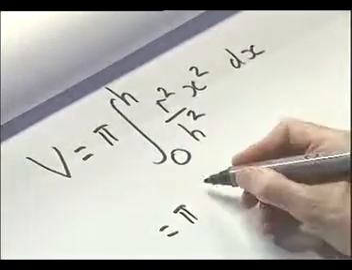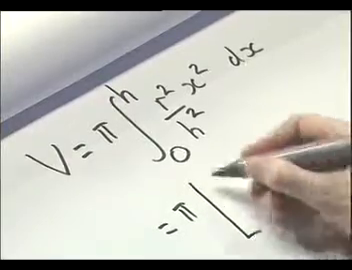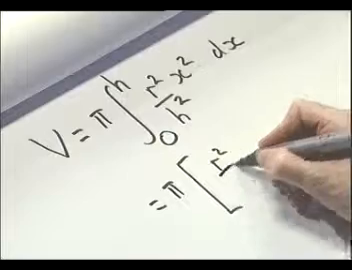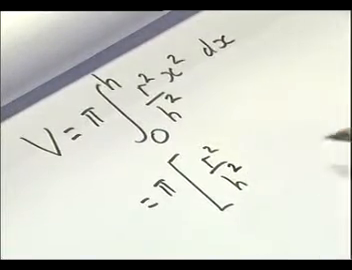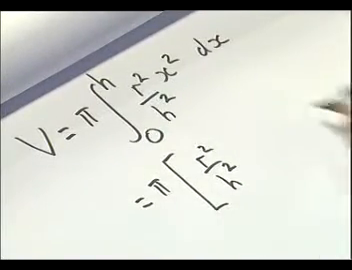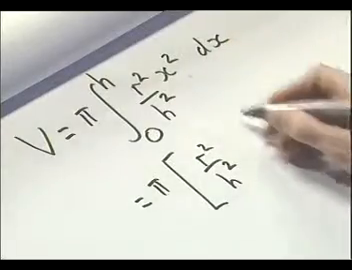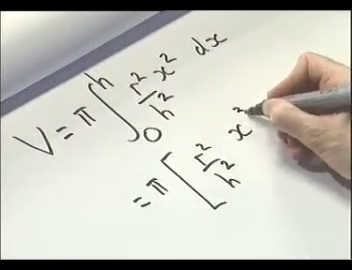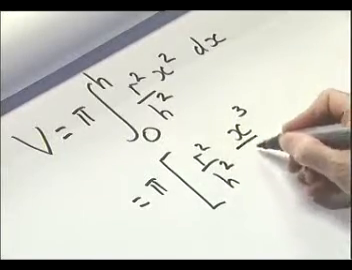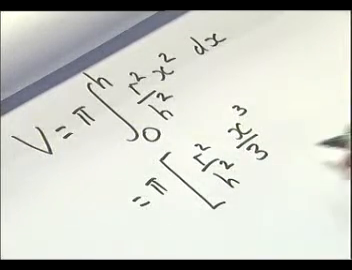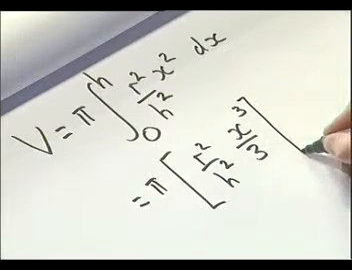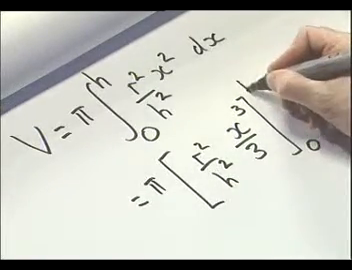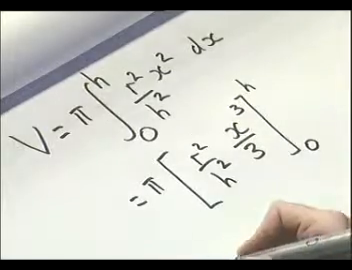So pi, square bracket, r squared over h squared, that's just a constant, and x squared. We integrate the x squared, add 1 to the index, that's x cubed, and divide by the new index. So we divide by 3. And this is to be evaluated between 0 and h.